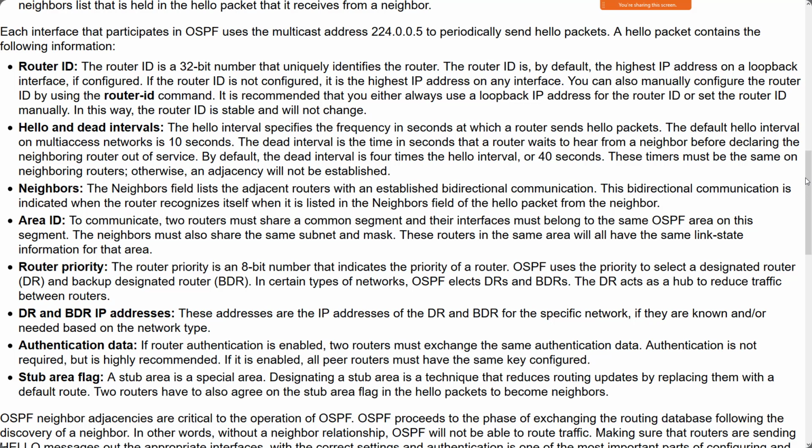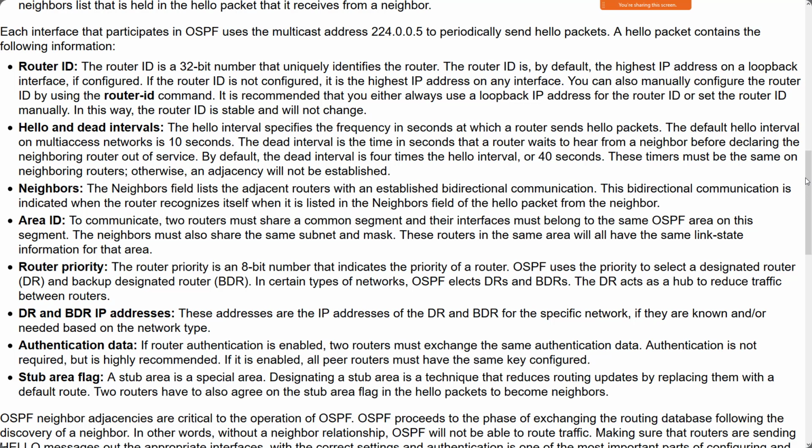All right, the neighbors is a list of the neighbors that I know I can establish an adjacency with. Just because I have a two-way state with a neighbor does not mean I'm going to form a full state with that neighbor. There are certain scenarios in which we maintain just a two-way state with a peer. Let's say I have 5 routers that share a common subnet. So 5 routers connected to an Ethernet segment.